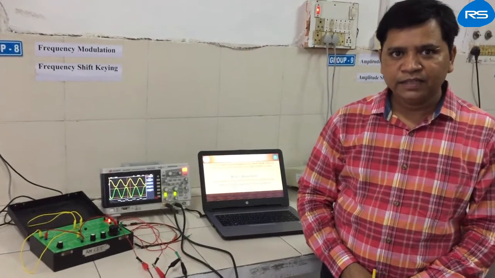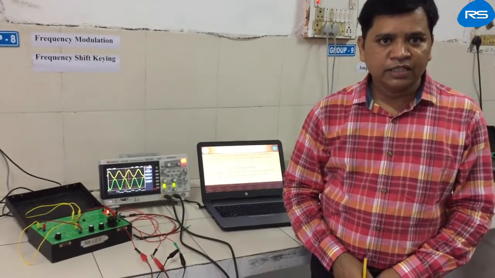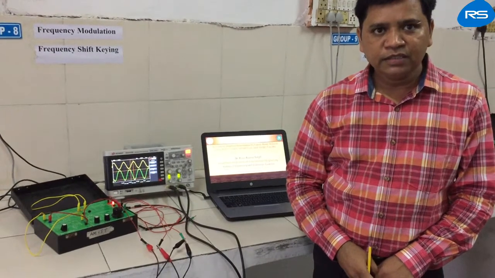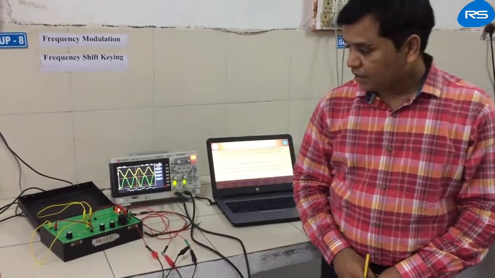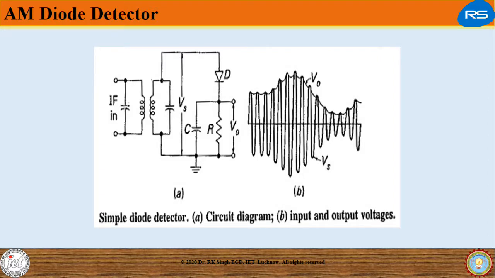and will verify the theoretical concepts of demodulation using experiment. So, before performing the experiment, let us understand what is amplitude demodulation.